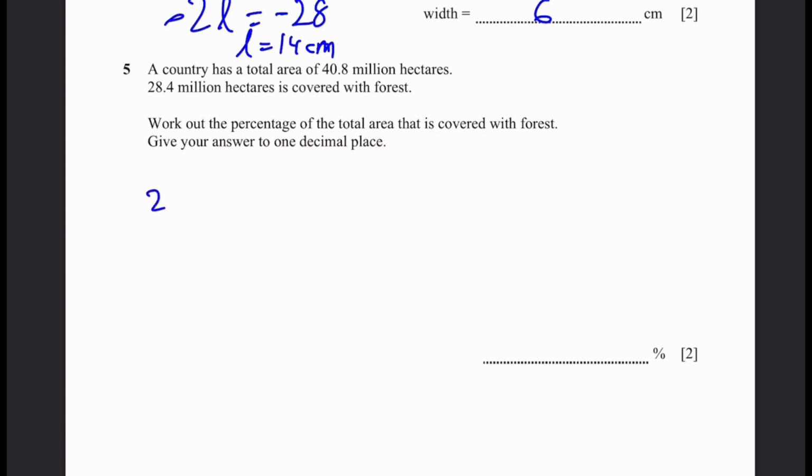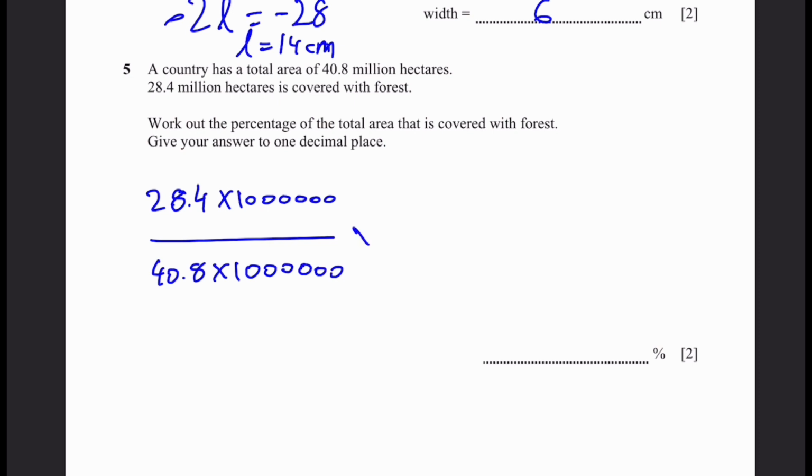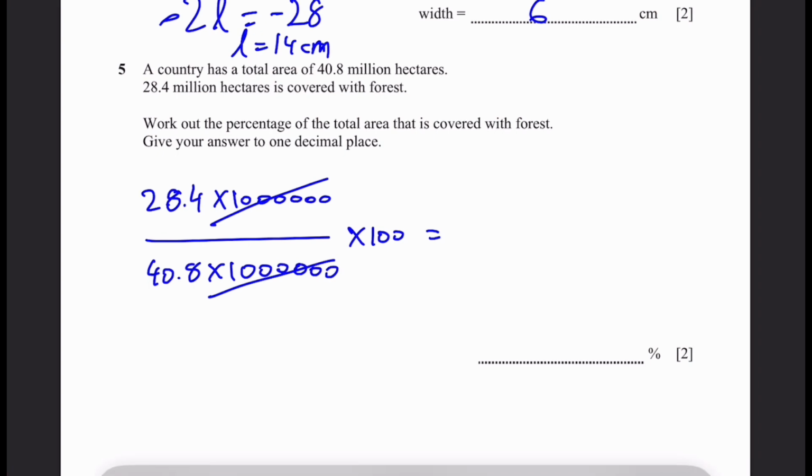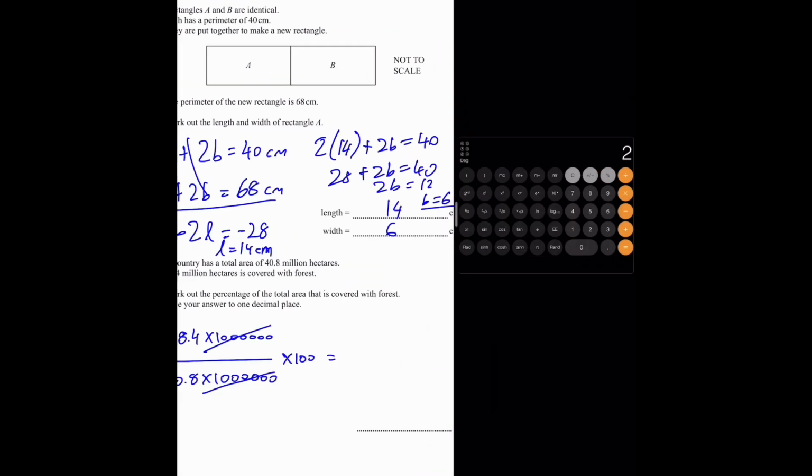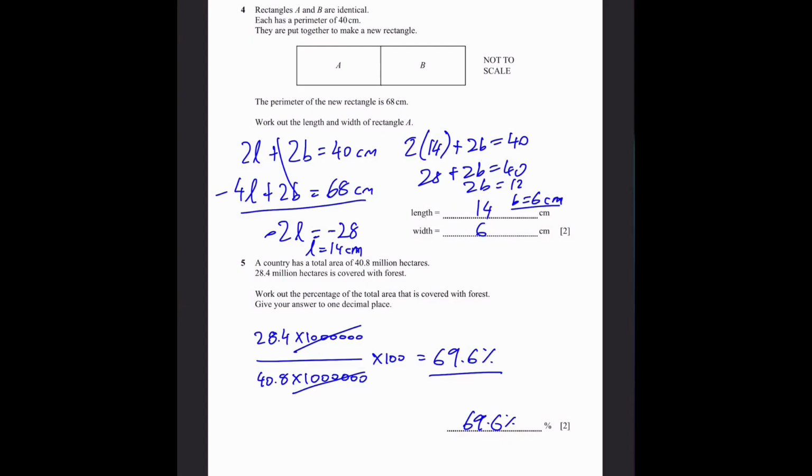That'll be 28.4 million. That means 28.4 into 1 million, divided by 40.8 into 1 million. And then we have to multiply it by 100. We can cancel out the millions. Let's get our calculator out. 28.4 into 100 is equal to 2840. And that divided by 40.8 is equal to 69.6%. That's to one decimal place. That's the answer.